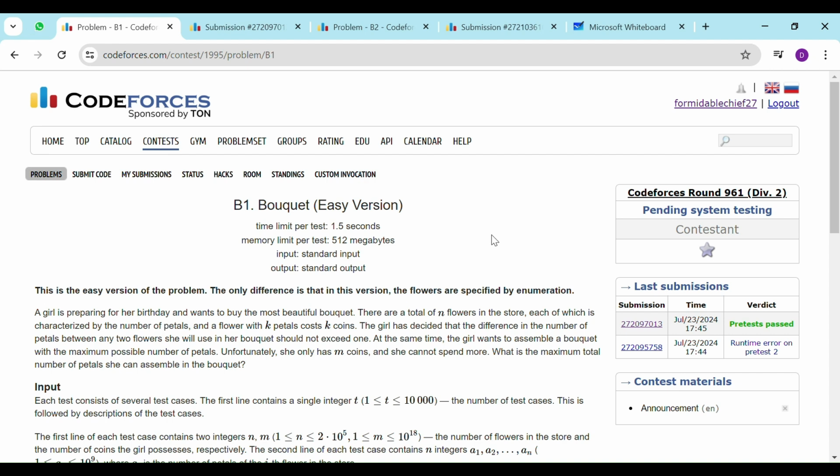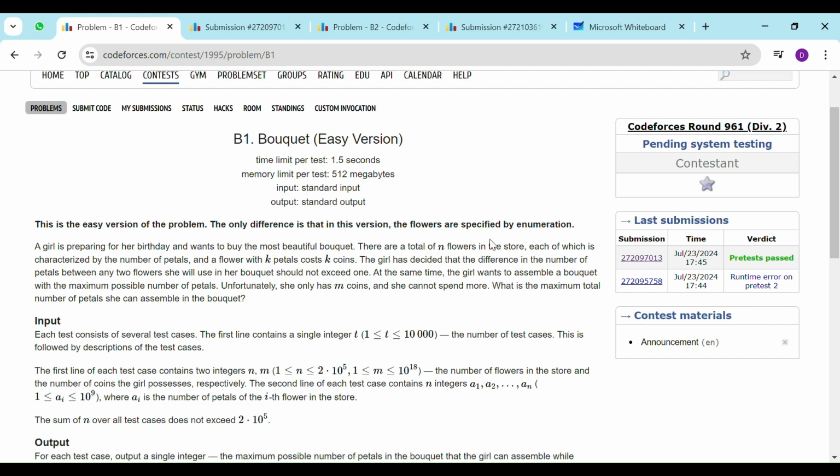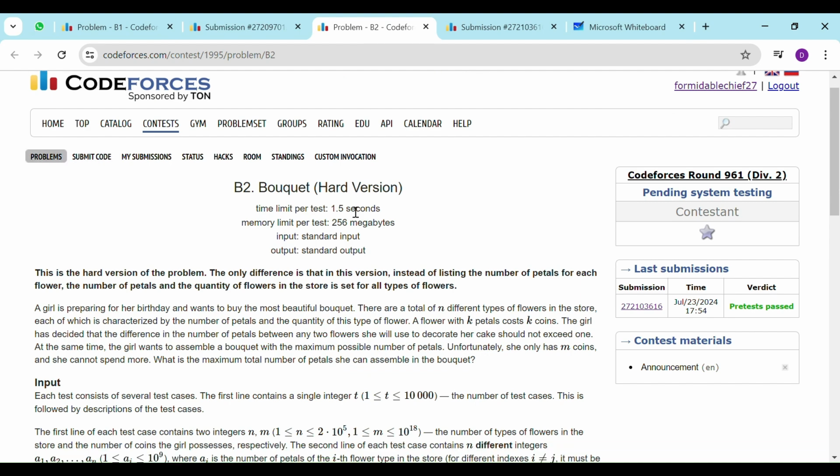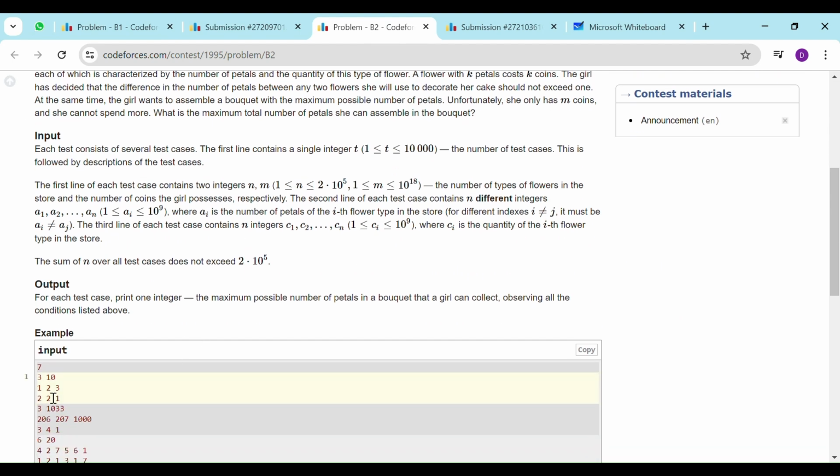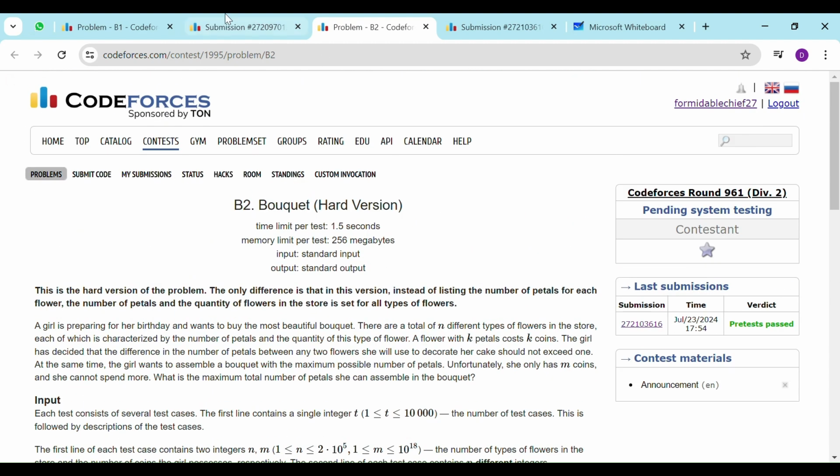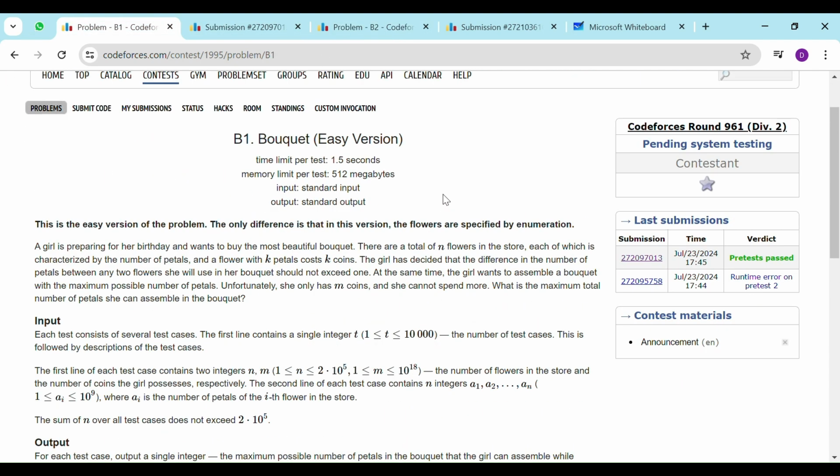Now the difference between B1 and B2 is that in B1 the maximum total number of elements is 2 into 10 raised to 5, but in B2 you are given the count of each element and the count goes up to 10 raised to 9. That means the total number of flowers increases up to 10 raised to 5 into 10 raised to 9, 10 raised to 14. Okay, so first let's see how to solve the question in the easy version.